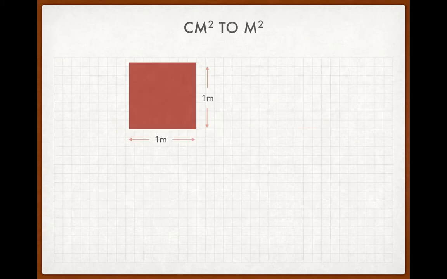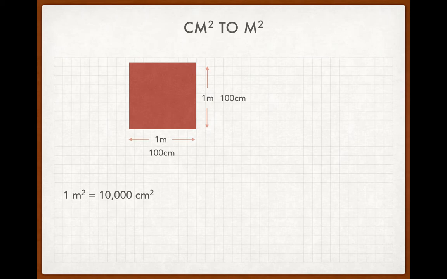Okay, let's have a look at a square then. So this would be for centimeters squared to meters squared. Right now we have 1 meter in length, 1 meter in width. So the area of that is 1 meter squared. But remember that there are 100 centimeters in a meter. So the length is 100 centimeters long and the width is 100 centimeters long as well. That means that the area in centimeters is 100 by 100 is 10,000 centimeters squared, which means that 1 meter squared is 10,000 centimeters squared.